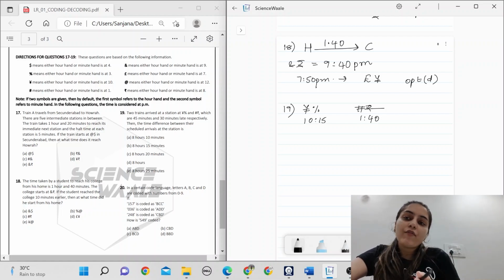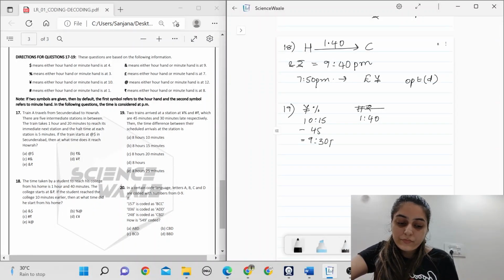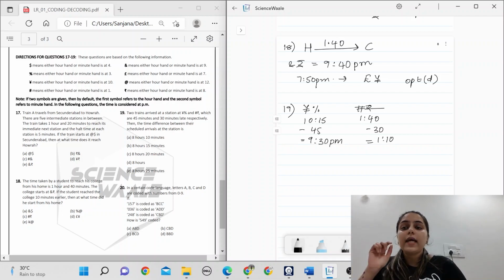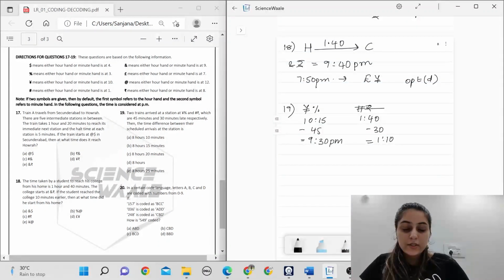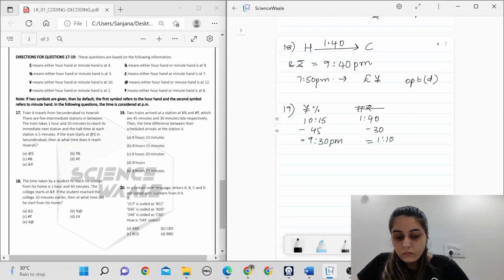So 10:15 minus 45 would be 9:30 p.m., right? And 1:40 minus 30 would be 1:10. So the actual scheduled arrival of the first train is 9:30 and the second train is 1:10 a.m., but they arrive 45 minutes and 30 minutes late respectively. So they asked us to find the time difference between their scheduled arrivals.